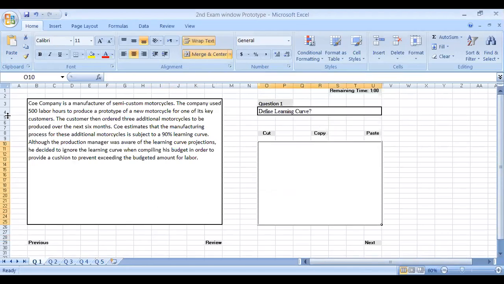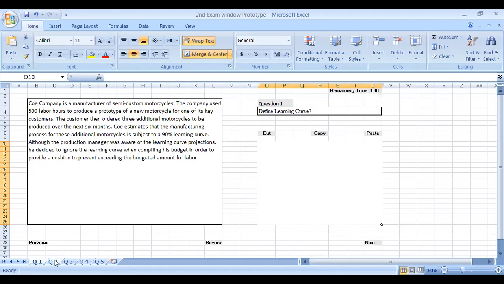It looks like this: on your left side, you have the scenario. At the top of the right side, your remaining time will be shown. And here on the right side, at the bottom, you have this window where you are supposed to write your answer, and here your question will be given. For this, you don't need to read your scenario. First of all, read what the question is. Like here, the question is: define learning curve. For that purpose, you don't need to study this scenario. Just type your answer in your exam window.